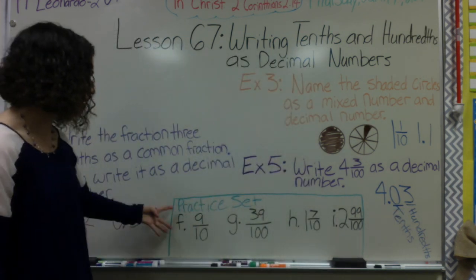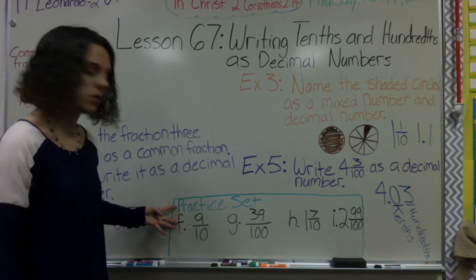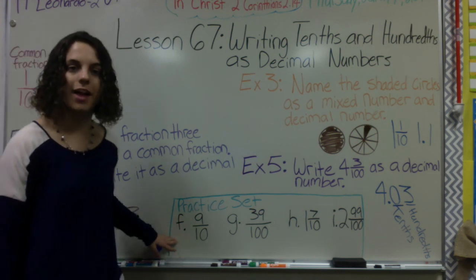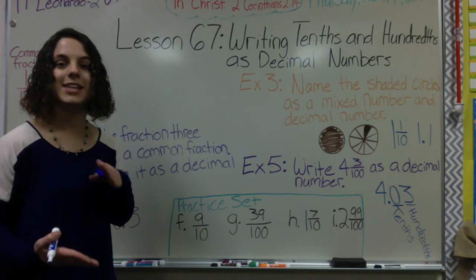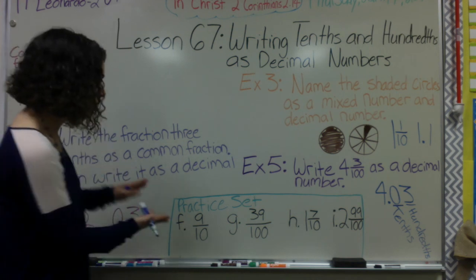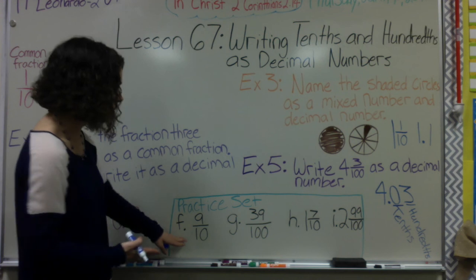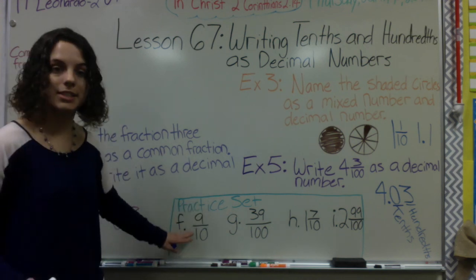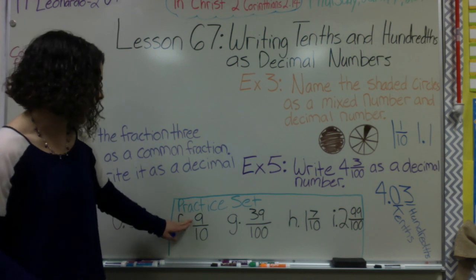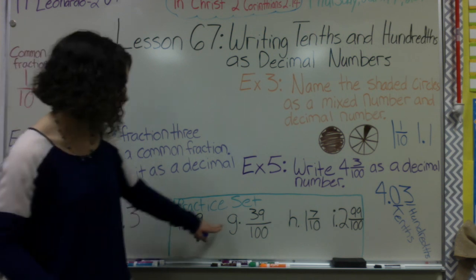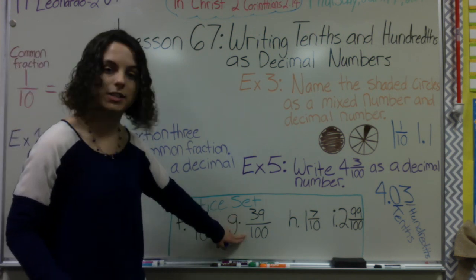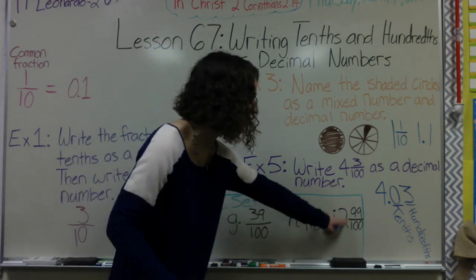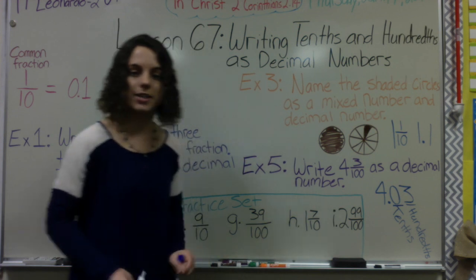Okay, the practice set problems that you're going to do, at least for now, are letters F, G, H, and I. We'll do the other ones in class. There are quite a few with drawings and they take up a lot of space. So this is what I'm going to have you look at for now. What you're going to do with these common fractions and mixed numbers is write them as decimal numbers. So 9/10ths, write as a decimal number. 39 hundredths, write as a decimal number. 1 and 7/10ths, write as a decimal number. 2 and 99 hundredths, write as a decimal number.